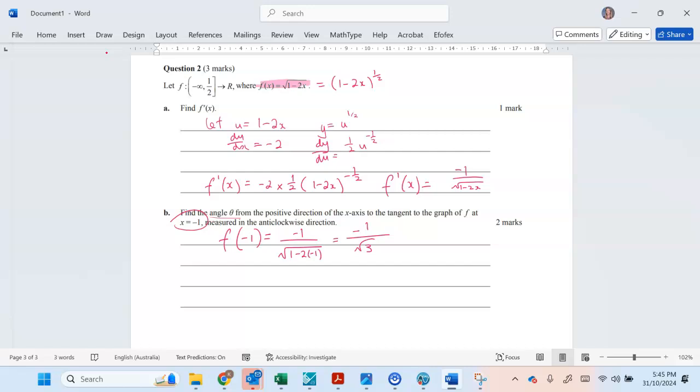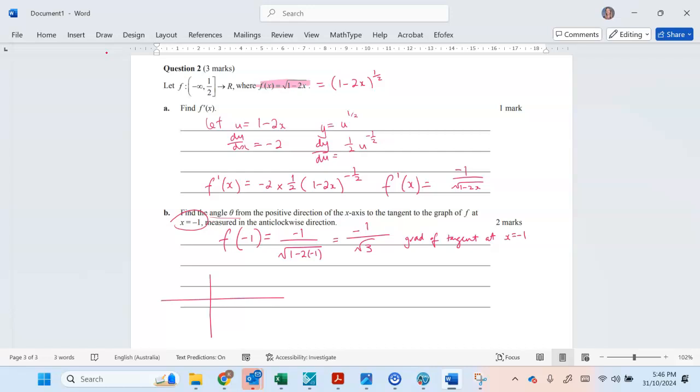Now, this is the gradient of the tangent at x equals negative 1. Now, what we're doing is finding the angle from the positive direction of the x-axis to the tangent of the graph. All right, so what we've got here, our square root graph, let's just have a look at what that actually looks like. So our square root graph starts, so this one here, what have we got? We've got a few transformations. Kind of just want to see, it's been dilated, but that's okay.